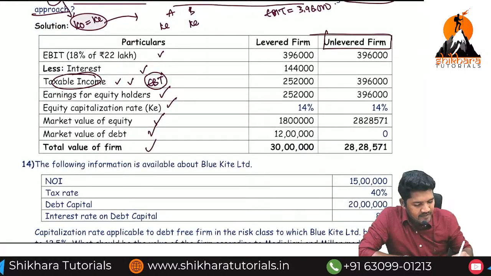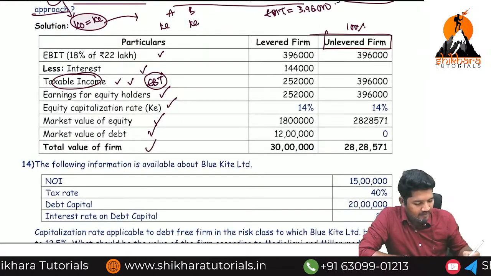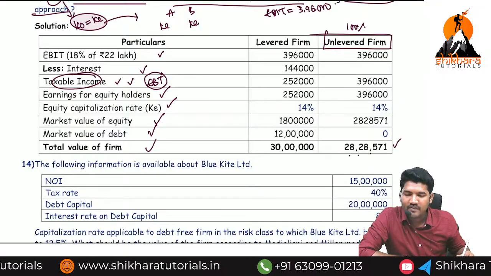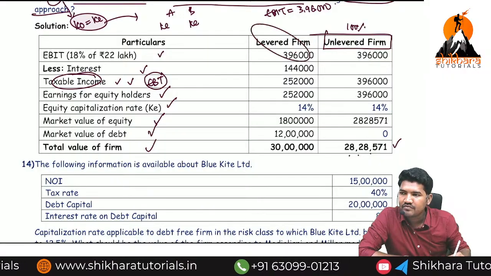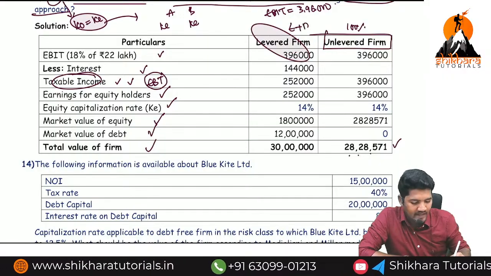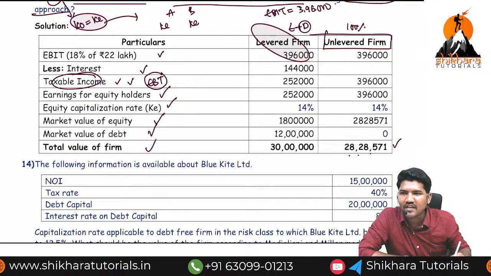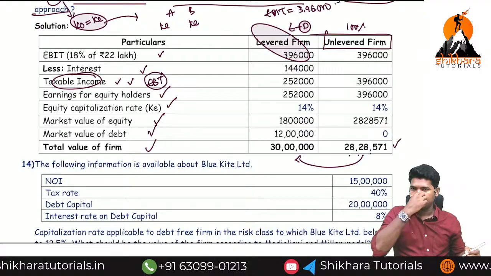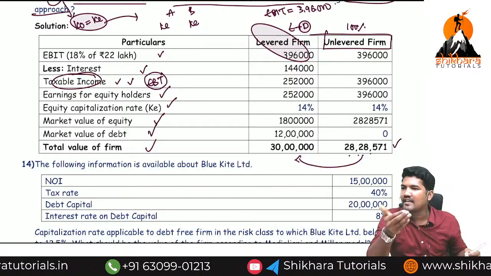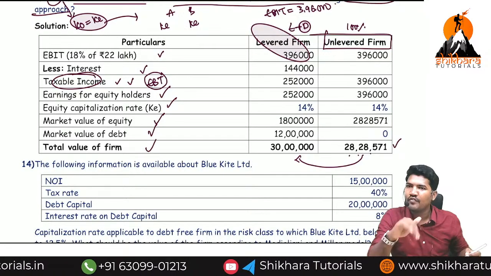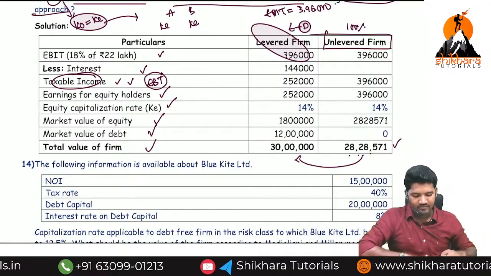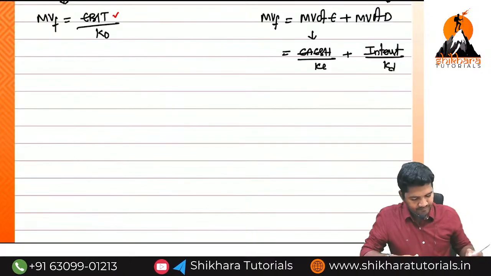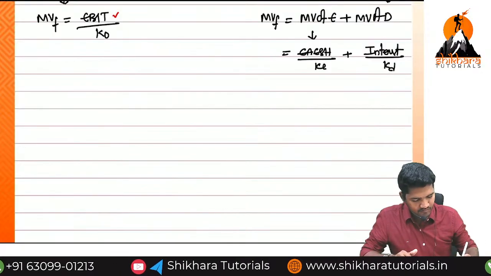You can observe. Unlevered form means 100% equity. What's the market value here? 28,28,571. Levered form means equity plus debt. Instead of equity, they are focusing on what? Debt. Observe the market value. Even though you are not considering the tax, if you consider it, the same will happen. Okay, we will solve. Illustration number what, sir? Problem number.